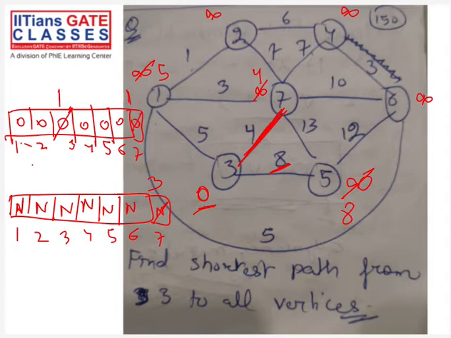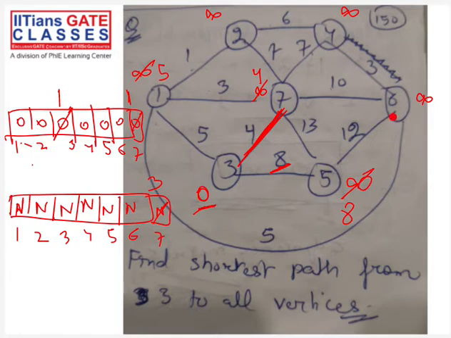Now for 7 you have to start analyzing. 7 is connected to everyone, so we'll have updations everywhere. First let's start with 7 and 5. So 4 plus 3 is equal to 7, right? And 8. So 8 is still less than this, so I'll not update this one.